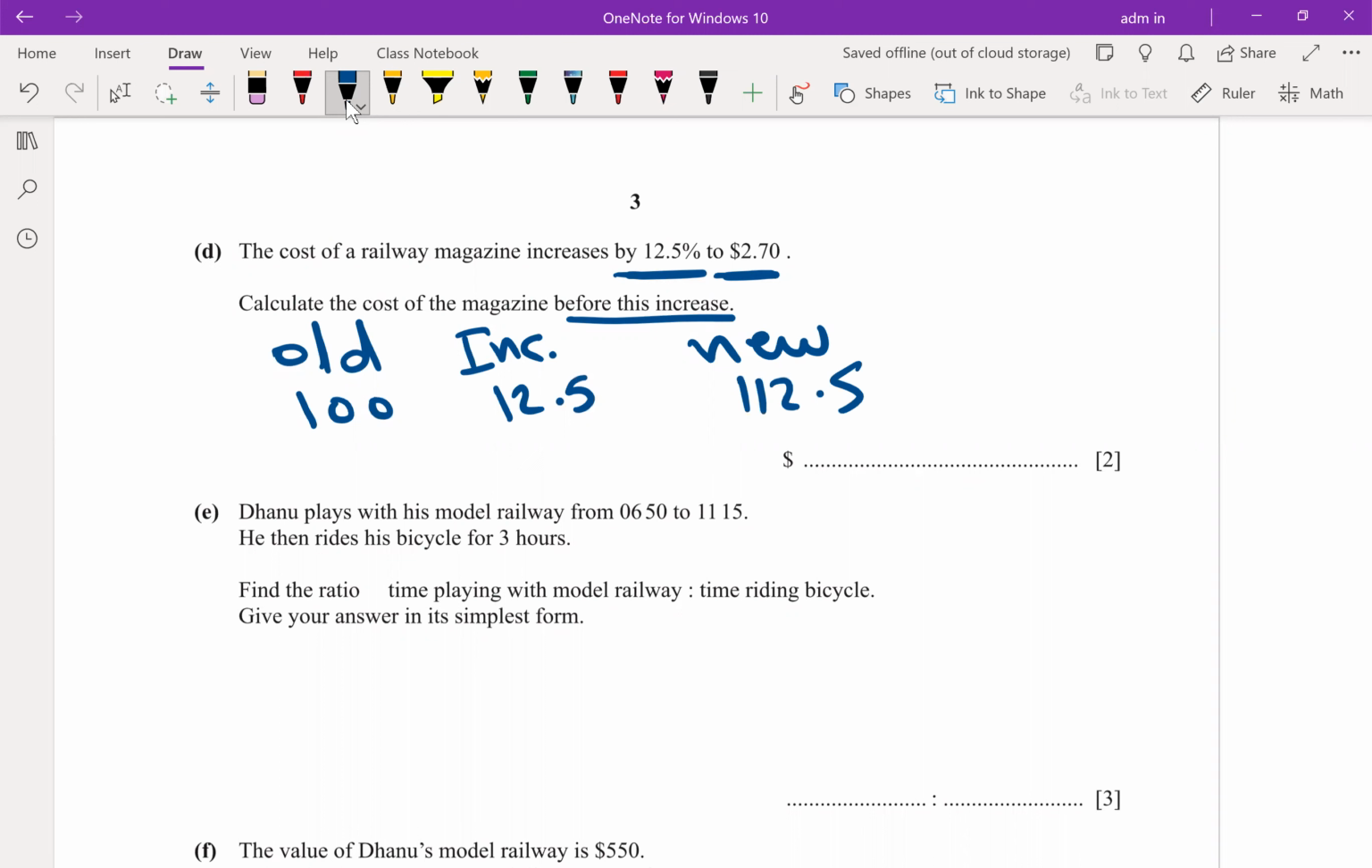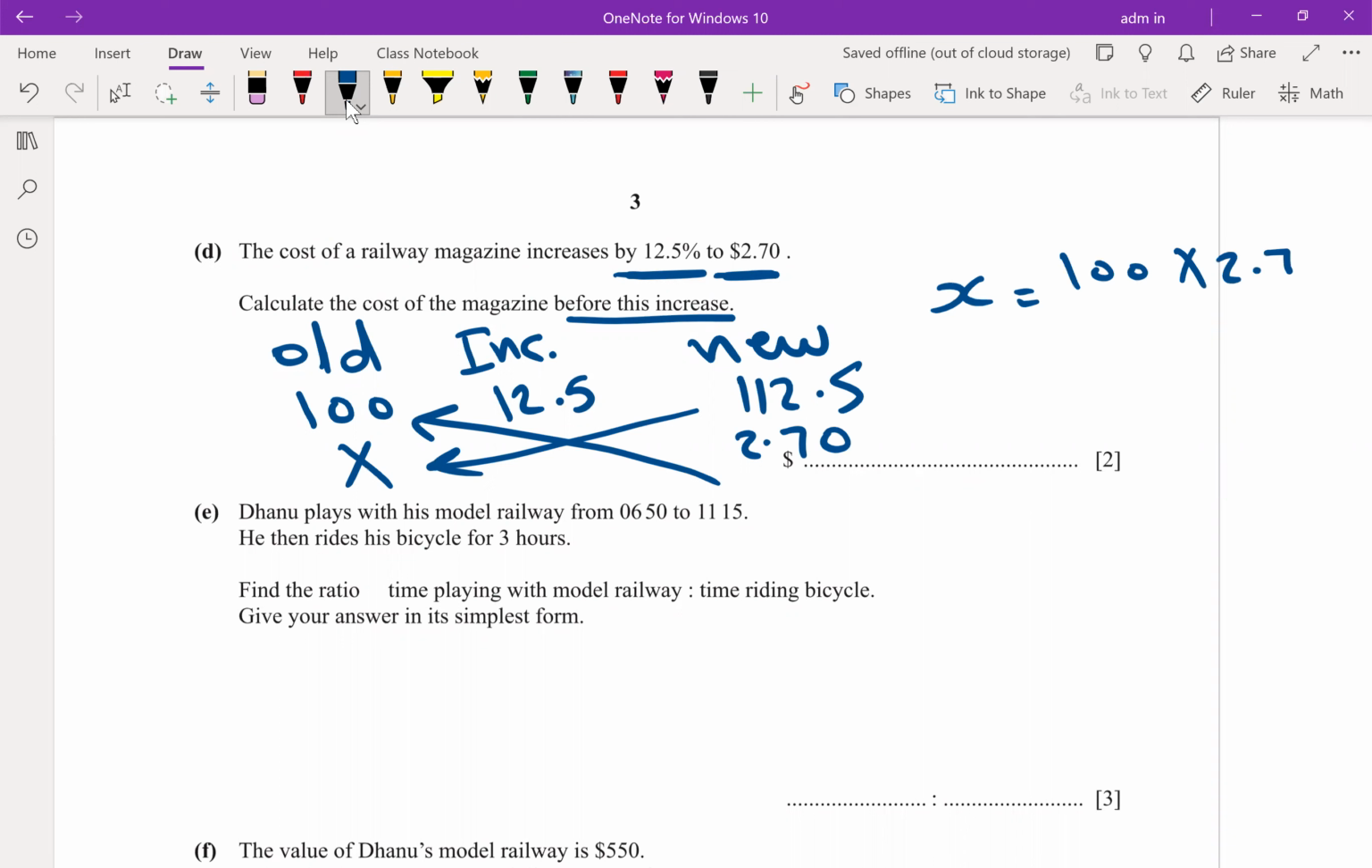112.5. Is it given the old or new value? It's given the new value, 2.70. So what is the old value? Use cross multiplication. So x is 100 multiplied by 2.70 divided by 112.5. What is the final answer? 2.4.